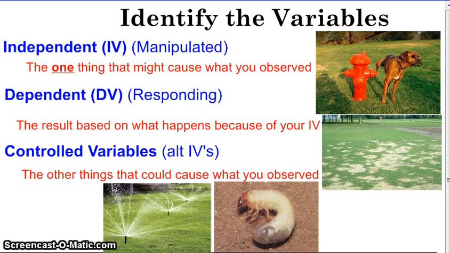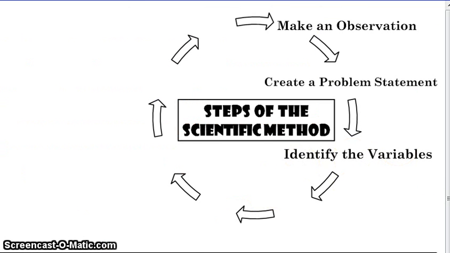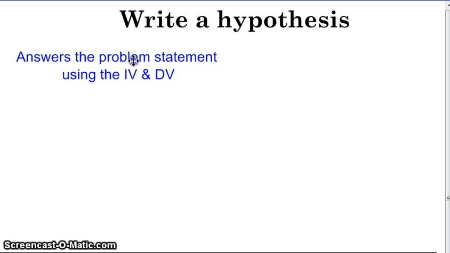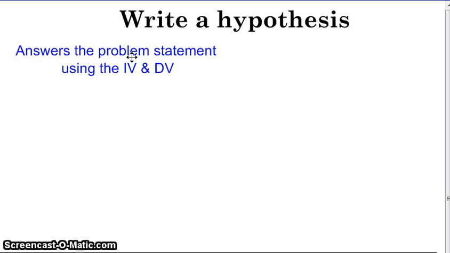Okay. So we've identified the variables. Once you've identified the variables, you need to write a hypothesis. The goal of the hypothesis is to answer the problem statement. It uses the independent and dependent variable.